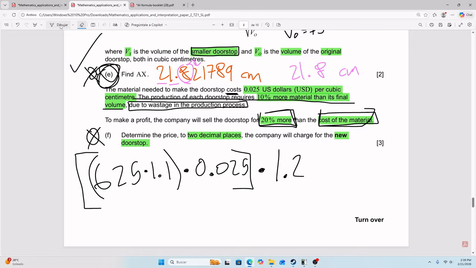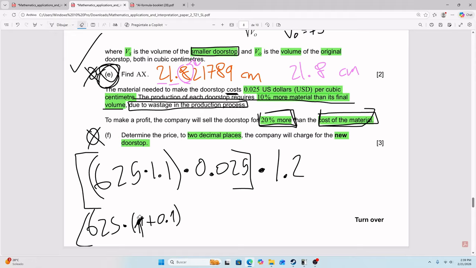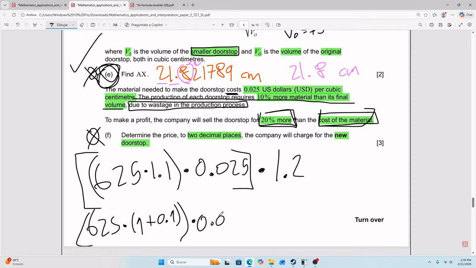So if I were to do this again, starting from the 1, you'd have the 625, which will be increasing by 10%. So you're going to do 1 plus 0.1. That's a very nasty one. Let me try again. And this is going to be 0.025 per cubic volume. And all of this is the cost of my material, which I will have to multiply by 20% more. And for 20% more, it's going to be 1 plus 0.2. That's a very rigorous approach for making sure we are doing 20% more and not 80% less or whatever.